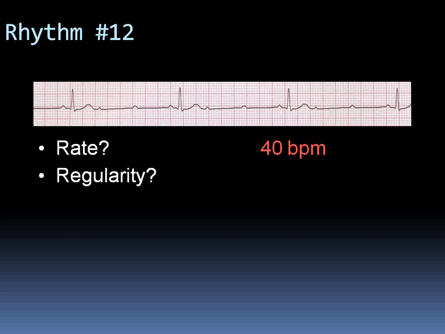This is a new rhythm strip. Okay, so let's analyze this ECG. Now we start with a P wave and a QRS. P wave, no QRS. P wave, no QRS. P wave, QRS. So it looks like only 1 out of every 3 atrial complexes is conducted.